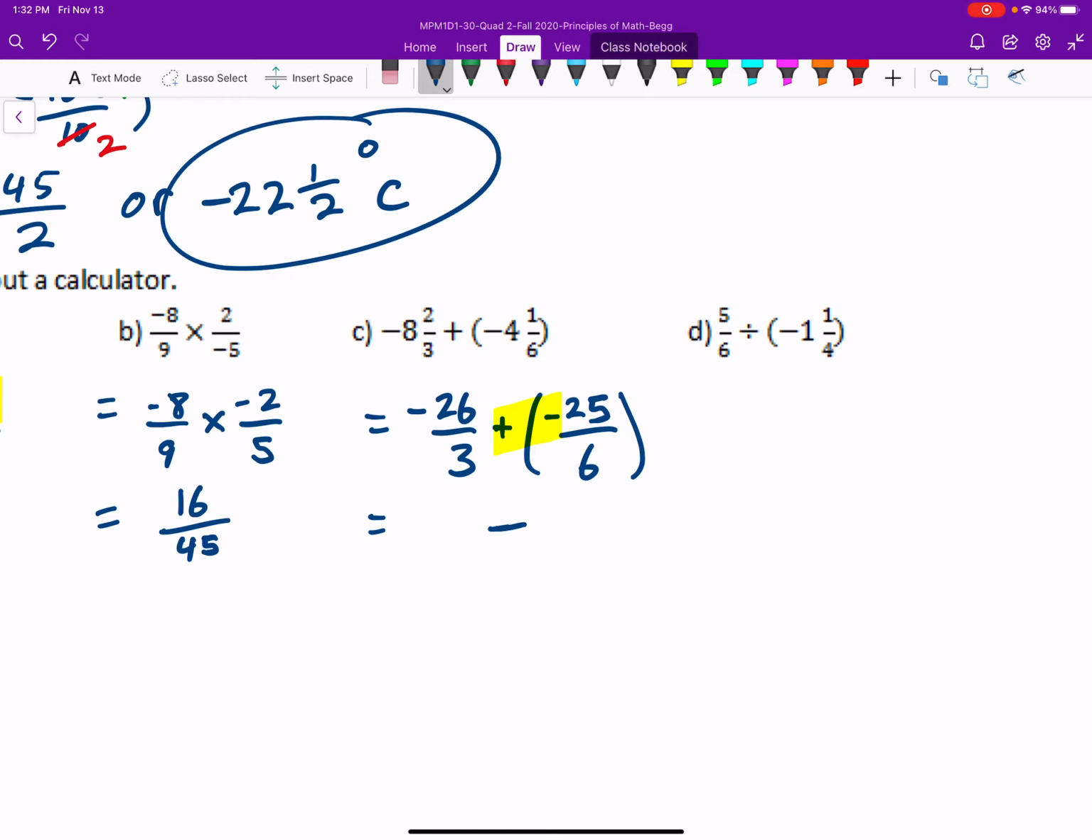I want to get a common denominator. Since 3 goes into 6, I can use 6. I just have to multiply the top and bottom of my first fraction by 2. 2 times 26 is 52.